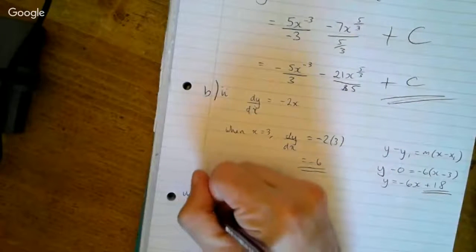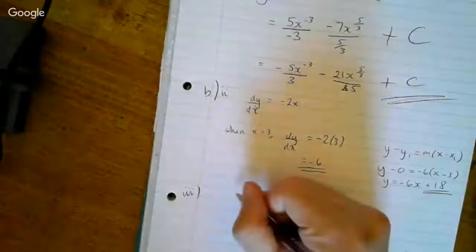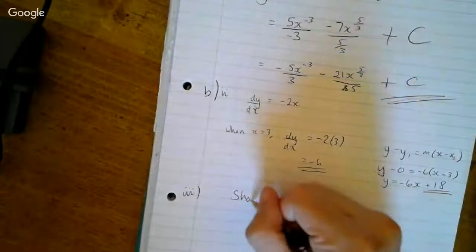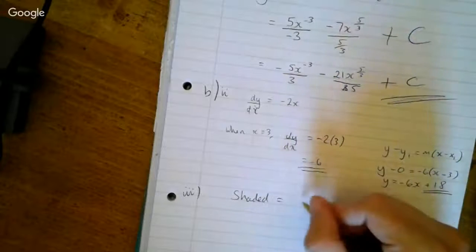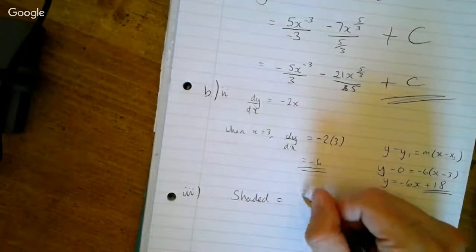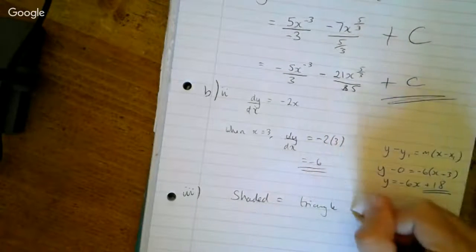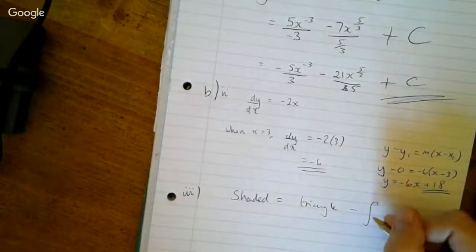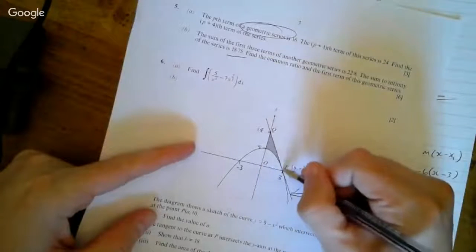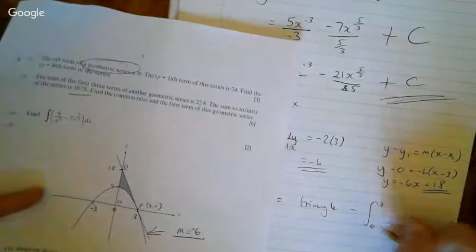And then part 3, it says find the shaded area. Okay, so the shaded area is going to be the area of the triangle, take away the integral of the curve. So let's have a look at the shape here. Take away the curve between here and here, so that is between 0 and 3. So we need those as my limits on there for the curve.